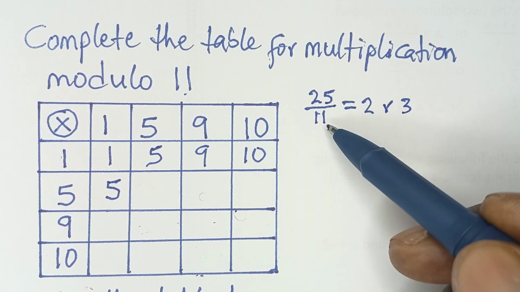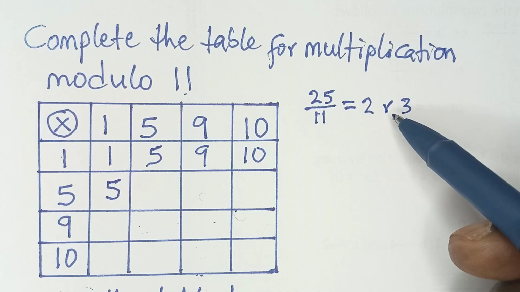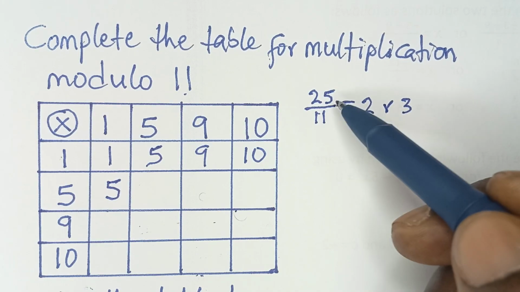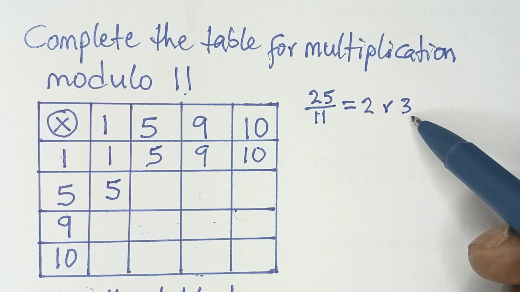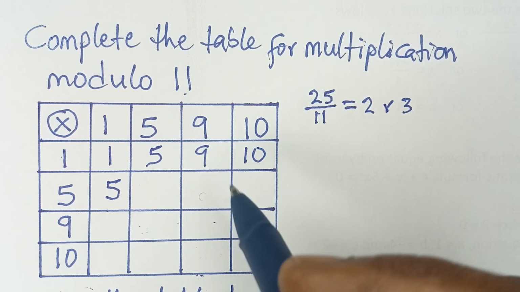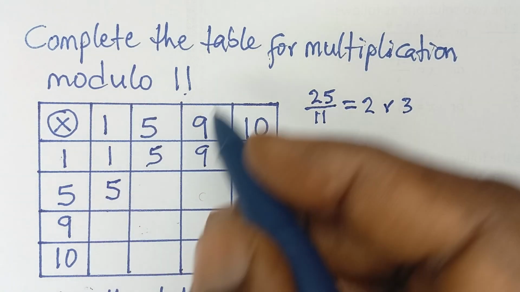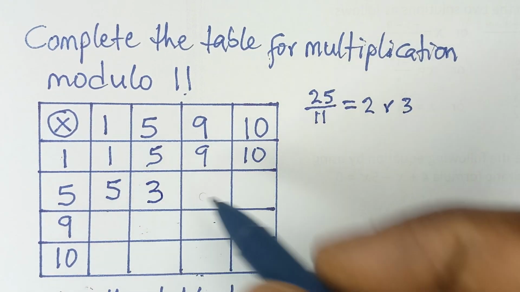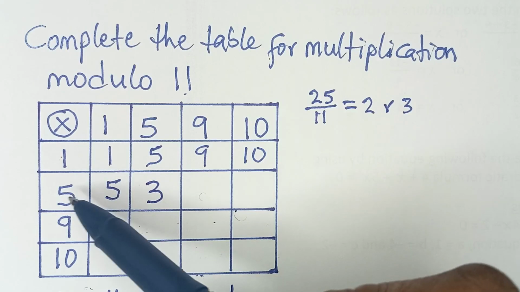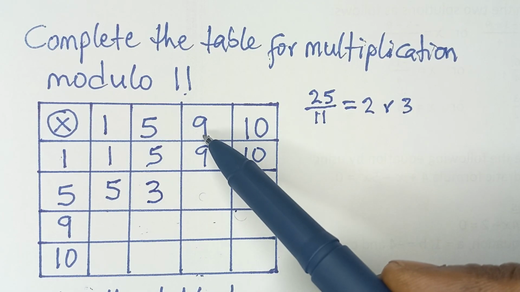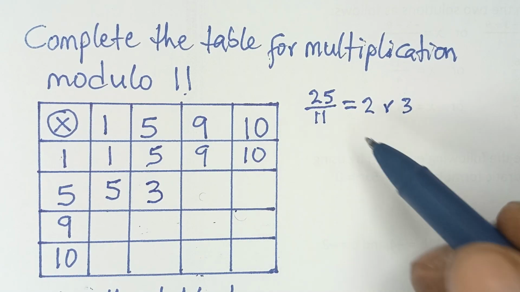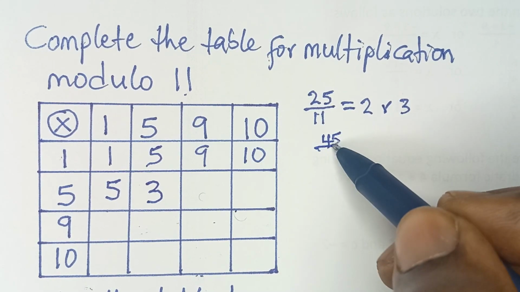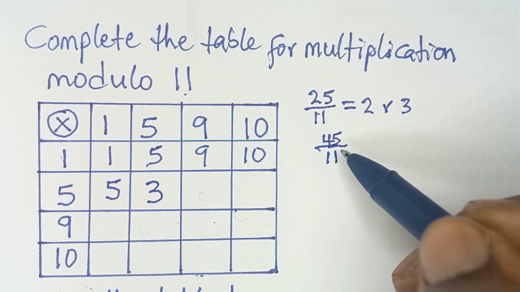So 25 divided by 11 is 2 times remainder 3, because 2 times 11 is 22. So when you subtract 22 from 25, it gives you the remainder, which is 3. So the remainder is what we write down in this arithmetic. That's why it is sometimes called remainder arithmetic. So the next thing we have to do here is to multiply 5 by 9. 5 multiplied by 9 is 45. So let me write it down.